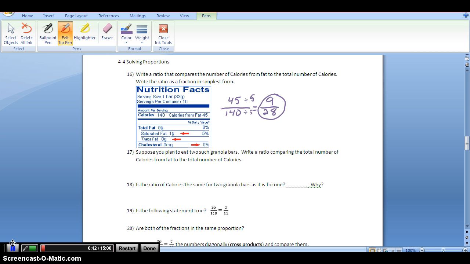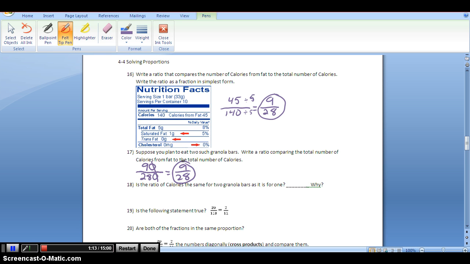Now let's do it for 2 such granola bars. Let's say we had 2 granola bars. Our total number of calories from fat from eating 2 granola bars, if it's 45 for one, then it's 90 for 2 of them. And the total number of calories for 2 granola bars will be twice 140, because that's just for one, and we'll get 280. And if we reduce that, we should get 9 over 28 again.